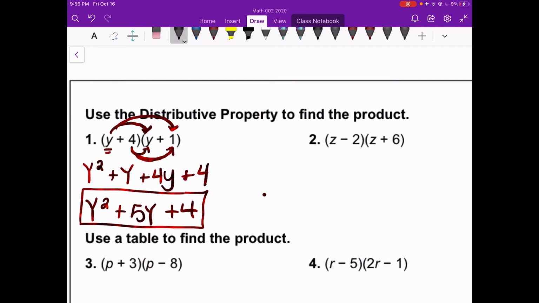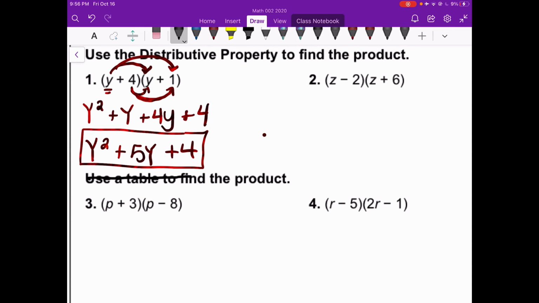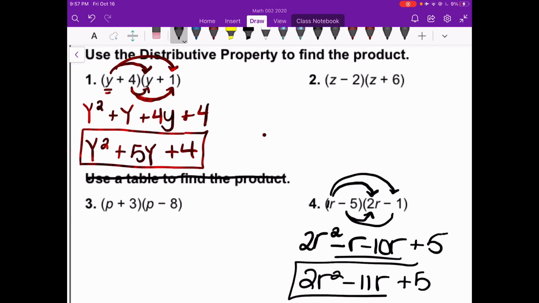I would like you to try 2 and 3 on your own. I'm going to skip to 4 real quick. Don't worry about the instructions that say use a table. We're going to go through this the same way. R times 2r. Think of it as 1 times 2 is 2. R times r is r squared. R times negative 1 is negative r. Negative 5 times 2r is negative 10r. And negative 5 times negative 1 is a positive 5. Combine your like terms and circle your final answer.